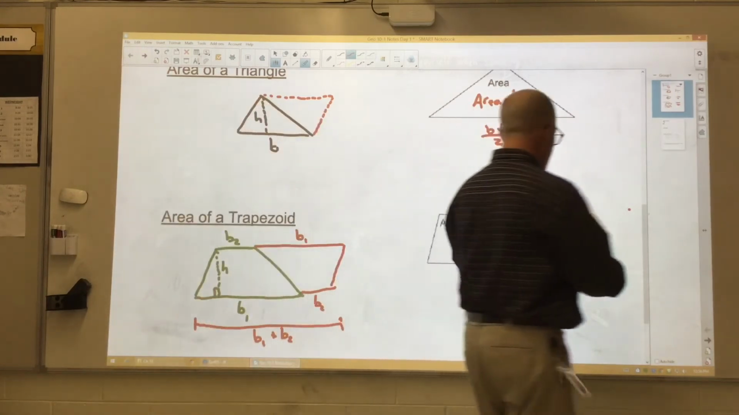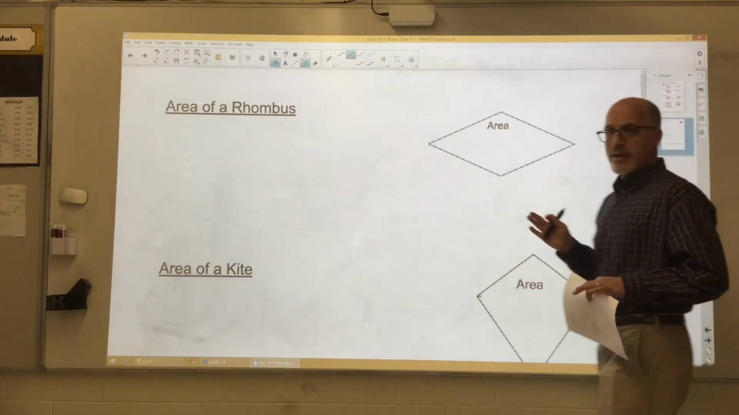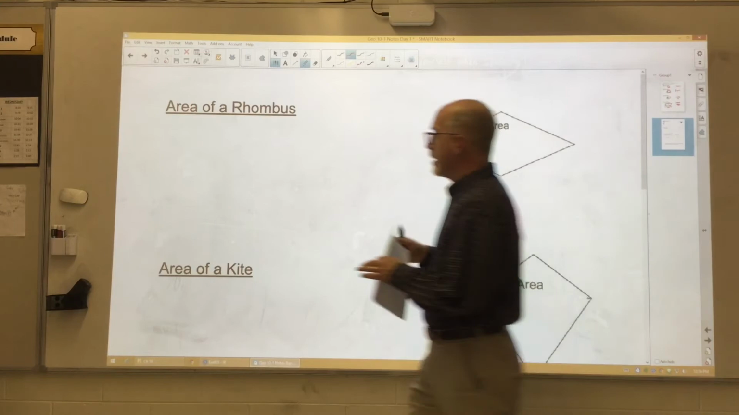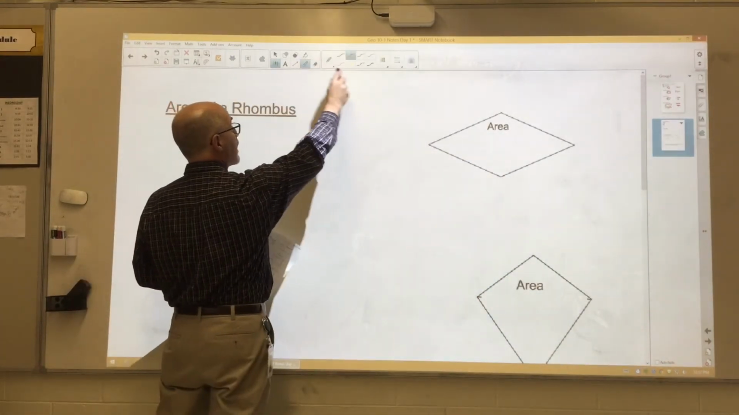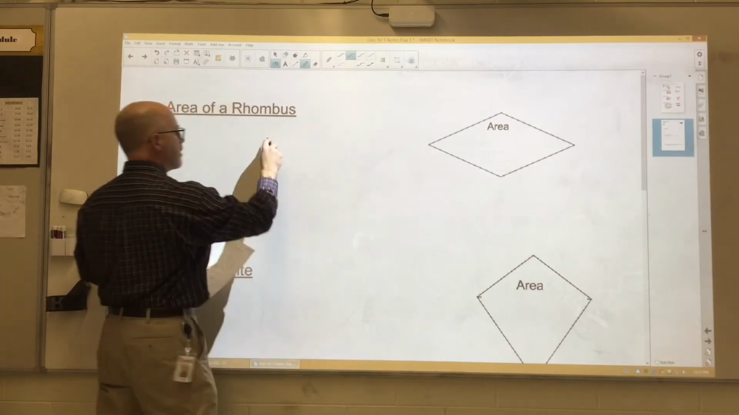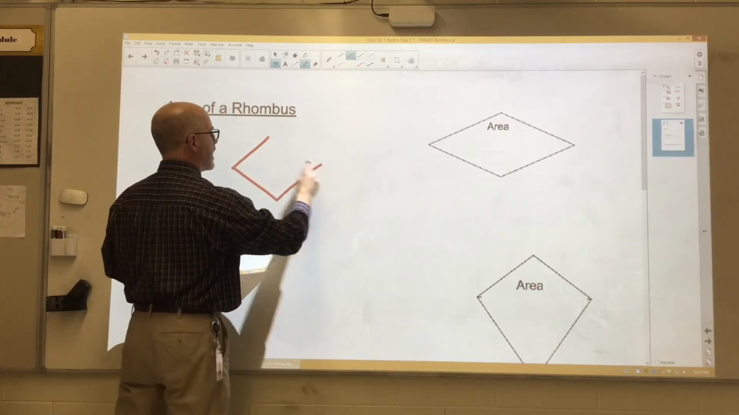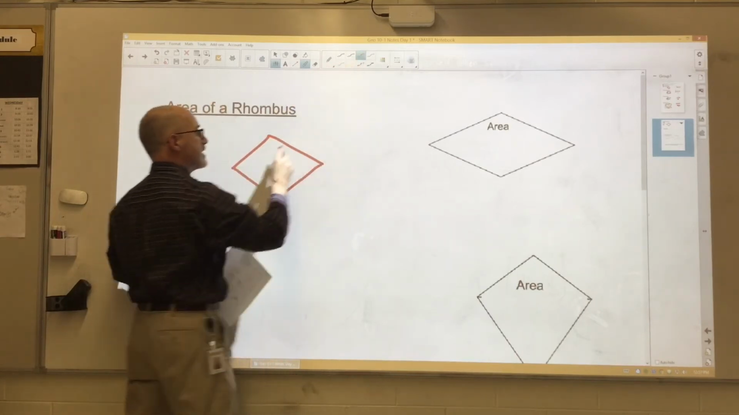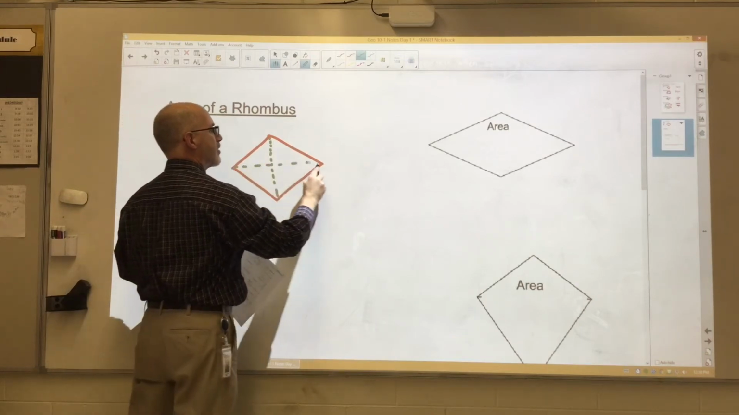Now, let's go ahead and talk about how we do a rhombus. Now again, if you need to take some notes, go ahead and pause the video. You can take some notes before we move on. First of all, a diagram of what a rhombus looks like. Remember, a rhombus is where you've got the four sides are congruent. And we also have that when we draw the diagonals of them, they bisect each other.